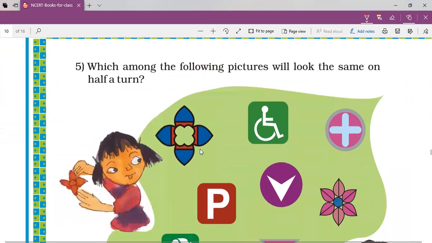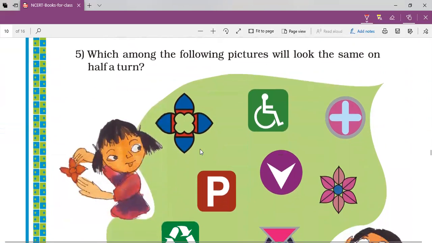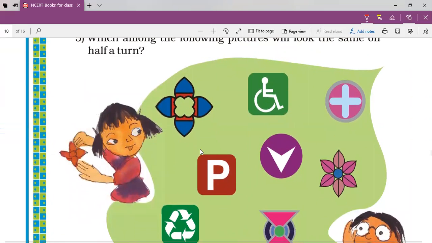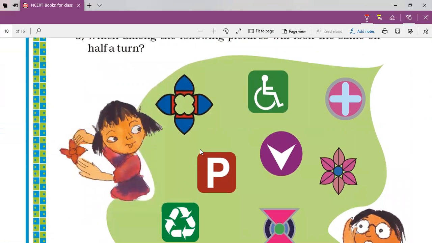This also you have to do as a homework. Fifth one, you have to rotate all these pictures and see which picture, when you give a half turn, looks the same or looks different.